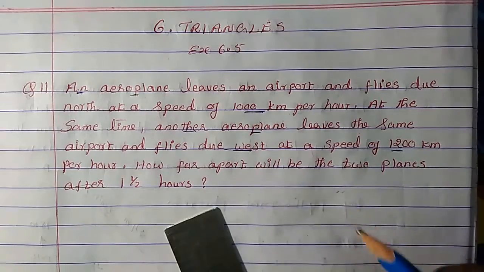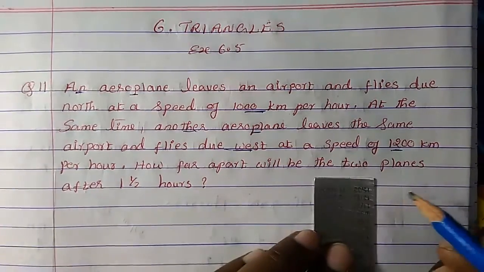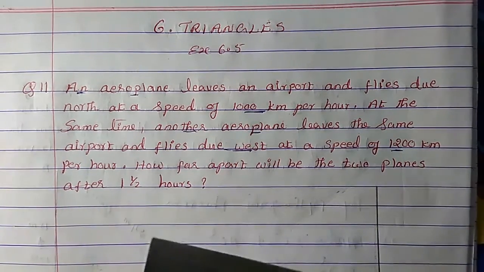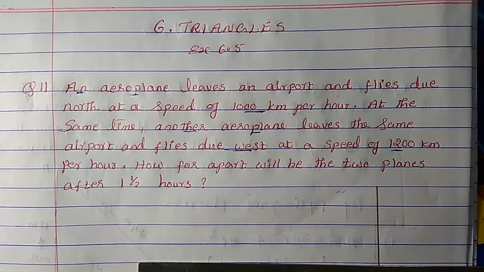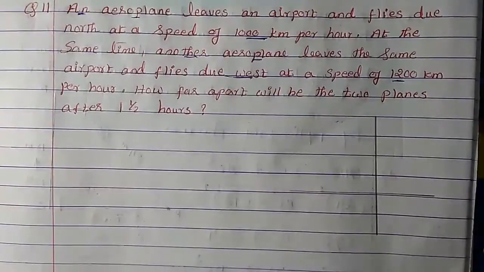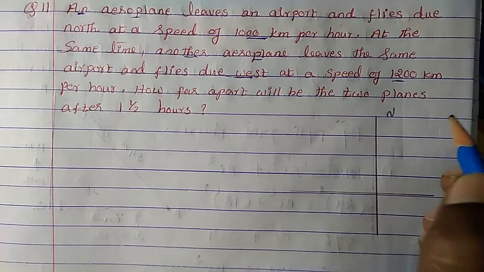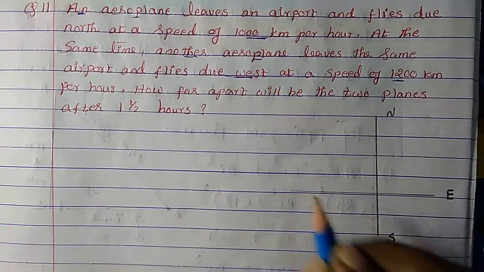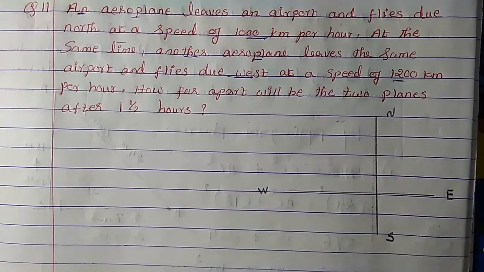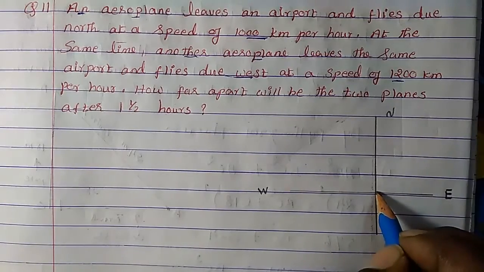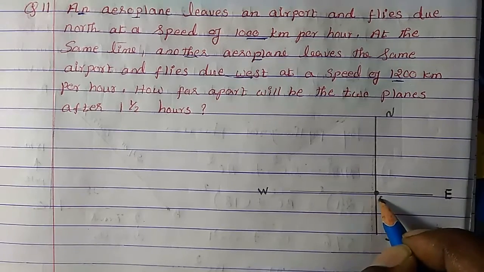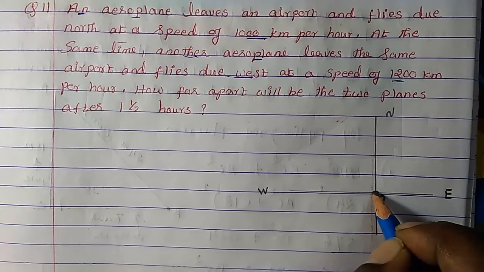Okay, so let's see here. This is the direction we have. Consider this is the north direction, this is south, this is east, and this is west. Now think that here is the airport. The airport is at the center, and we name it as O.